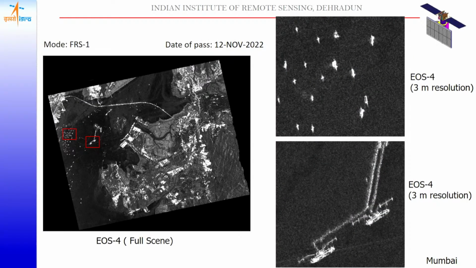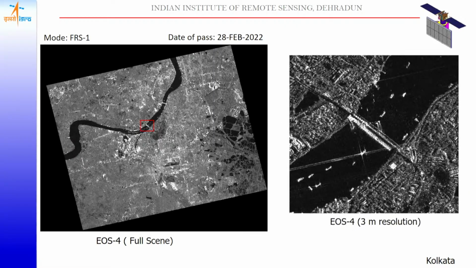And this is the RISAT image of the Mumbai area. You can see different ships in 3-meter resolution. You can see the details inside the bigger ships with a 3-meter resolution. So this is how we can detect the ships in the SAR images.